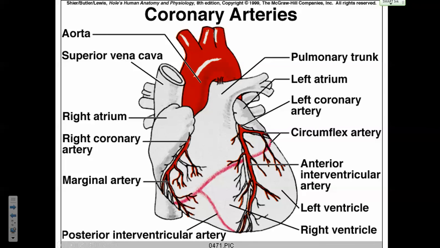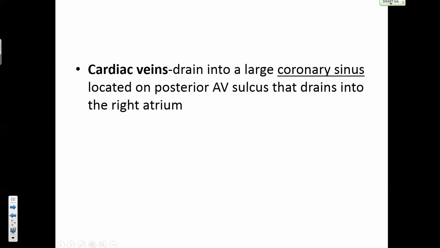It empties into the right atrium, along with the superior and inferior vena cava. So really there's 3 blood vessels that empty into the right atrium, but they're all bringing deoxygenated blood. Does that make sense? Okay, so now let's look at pictures.